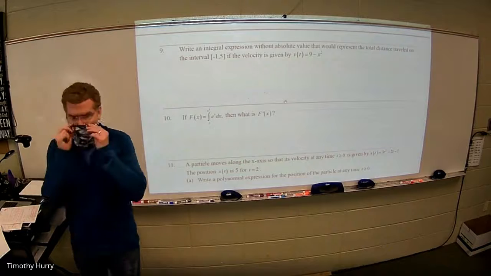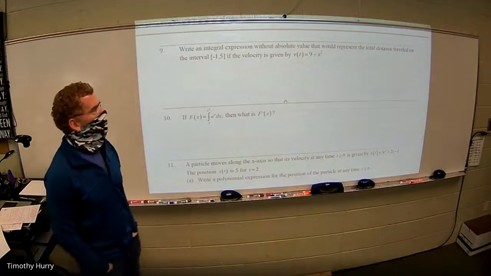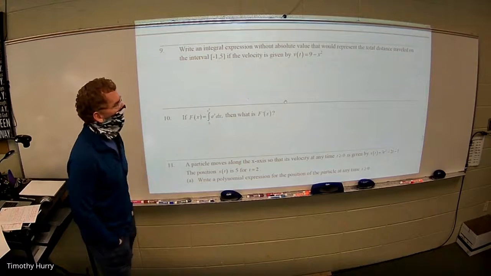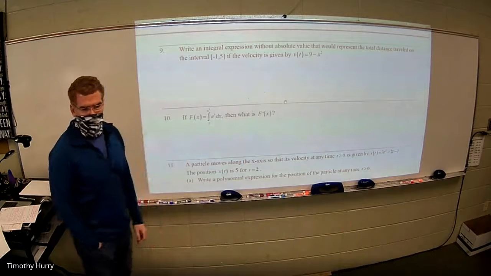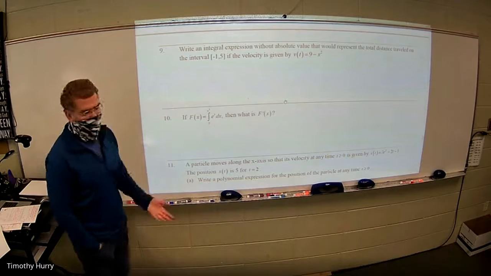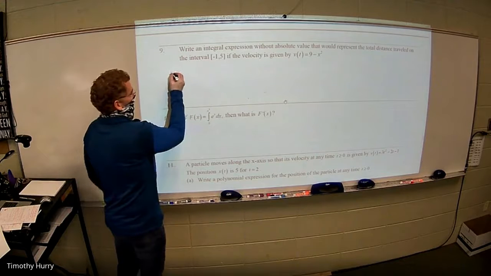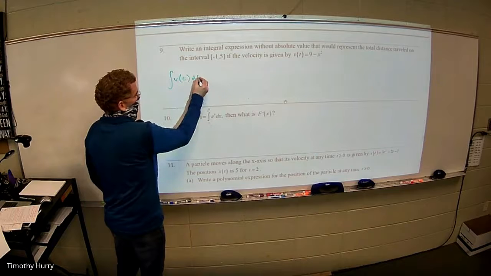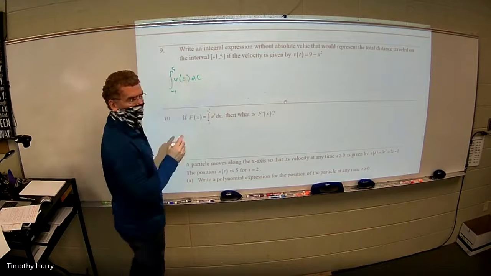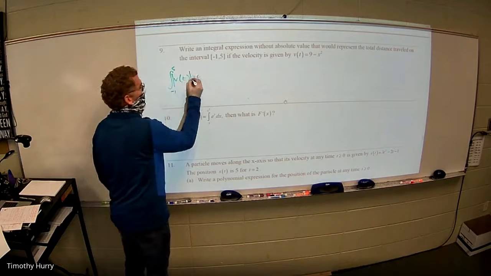Write an integral expression without absolute value that would represent the total distance traveled on that interval if the velocity is given by this. So first of all, if I give you velocity, how do I find distance? I would integrate to find change in position, but that doesn't give me distance. I would use absolute value to make it distance, right?